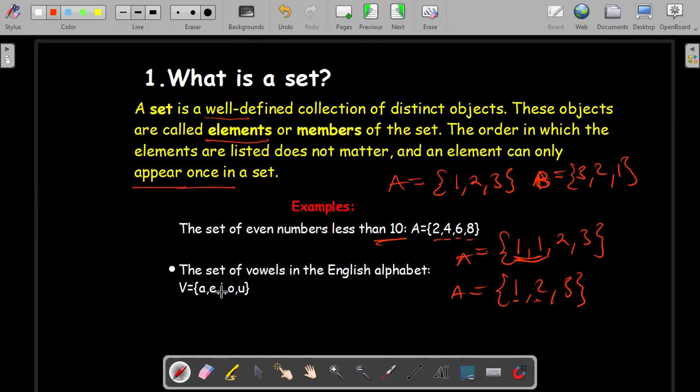Then on the other side here, they tell us a set of vowels: A, E, I, O, U. That's a set. It's well defined. I know what that is. It's a collection because it has those letters there. A, E, I, O, and U are just a collection of letters, and we call them vowels in the English alphabet. So you know from the definition that indeed this is going to qualify to be a set.